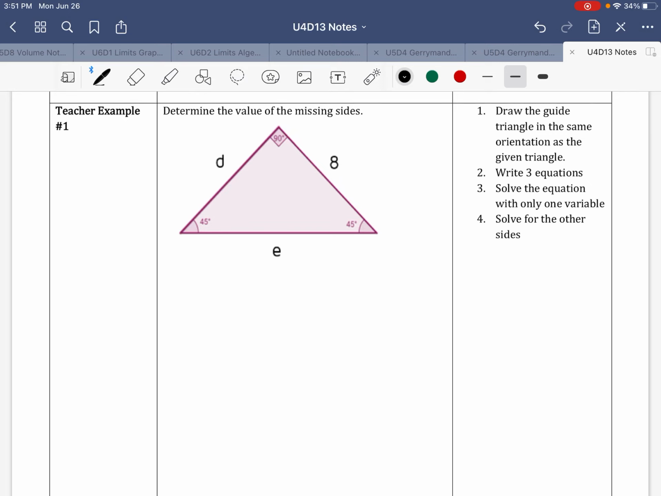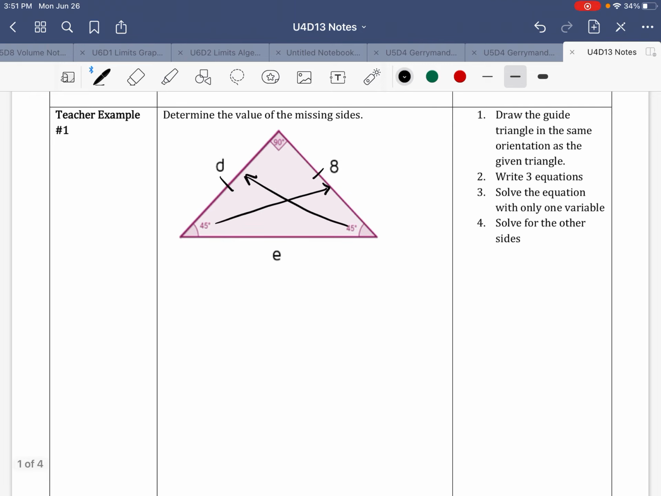When we have a 45, 45, 90 degree triangle, we know that this is an isosceles right triangle, which means two sides are going to be the same, which are going to be the sides opposite of our 45 degree angles. So if we look right here, this 8 is opposite the 45, and the D is opposite the 45. So we know that these two sides are congruent, and that E is our hypotenuse. Okay? Because of this information, we already know that D is going to equal 8.